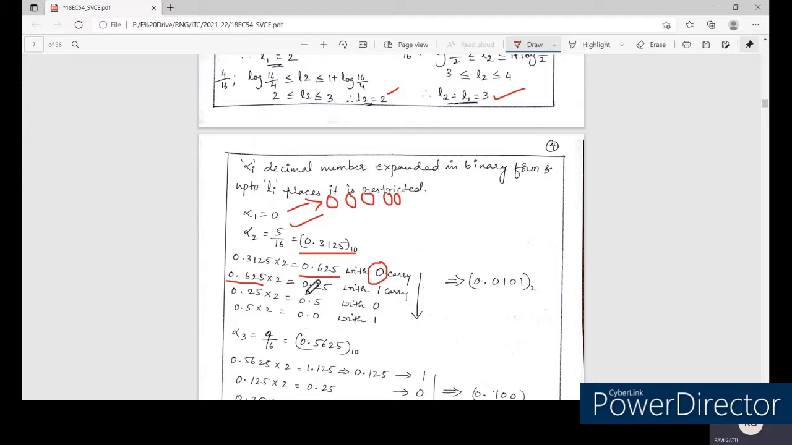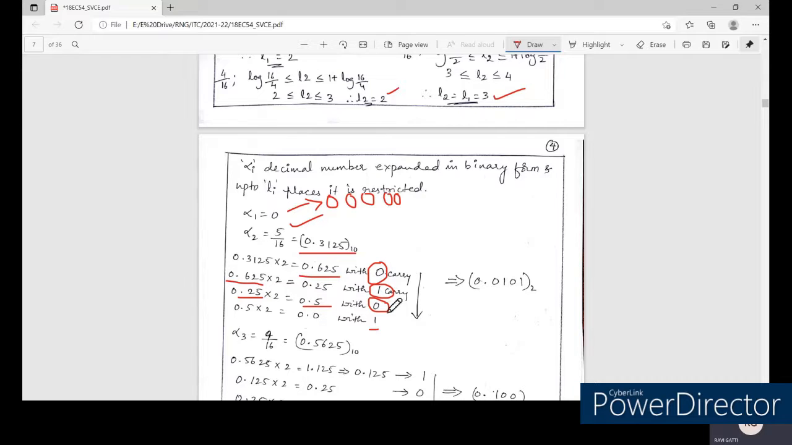You will be getting 1.25. Since you got a carry, I have represented it with the carry over here. Now I will eliminate the carry and take the remaining part, that is 0.25, and multiply by 2. If I do that, you will be getting 0.5. Since you did not get any carry, I write carry equal to 0. Similarly, I take 0.5 and multiply by 2, and you will be getting 1.0. So I write carry as 1 and the remaining part as 0.